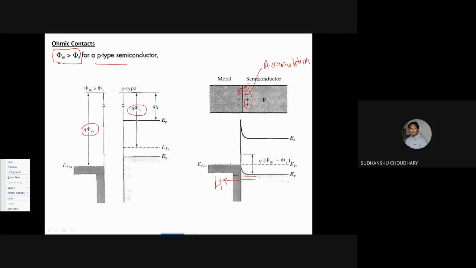But yes, there is a barrier for electrons from metal side to the semiconductor side. But yes, there is no barrier for holes. Okay, so holes can easily move from p side to the metal side. Okay. So this type of contact is also called ohmic contact, since there is no barrier.